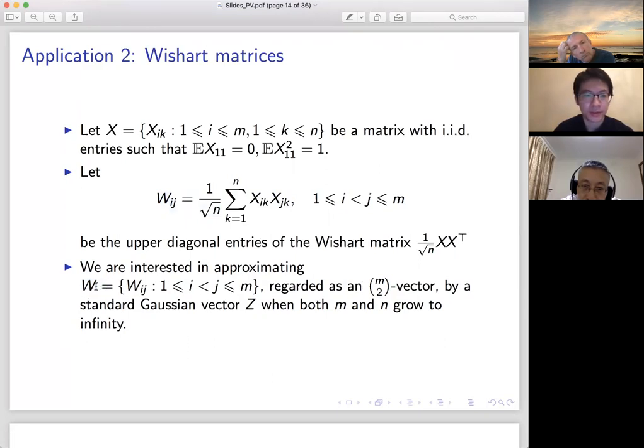So we view this collection of Wij, i less than j, to be a vector, and we hope to approximate the vector by a standard Gaussian vector. Now the length of the vector is actually m choose 2, which grows with m. And the main problem here is how large can this m be so that jointly these Wij still converge to a normal vector.